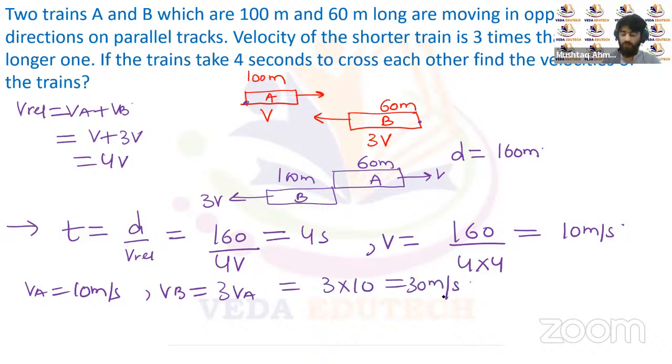So this is the speed with which both the trains must be traveling. Train A is moving along the right direction with the speed of 10 meters per second, and train B is moving along the left direction with the speed of 30 meters per second.